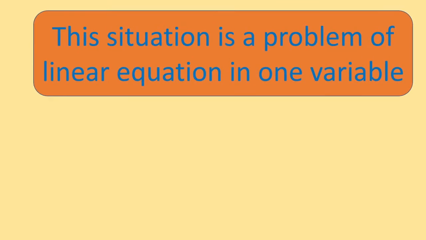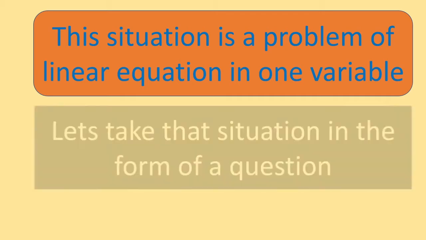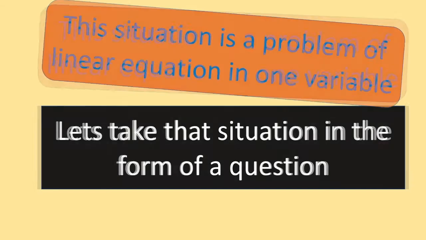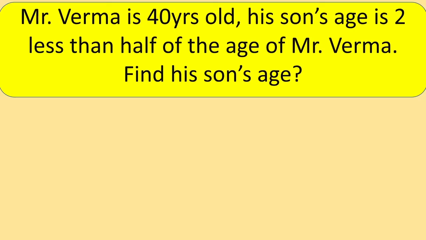So see, children, this situation, whatever we have faced right now, is a problem of linear equation in one variable. Now let us take this situation in the form of a question. So we can say Mr. Verma is 40 years old. His son's age is 2 less than half of the age of Mr. Verma. Find his son's age.